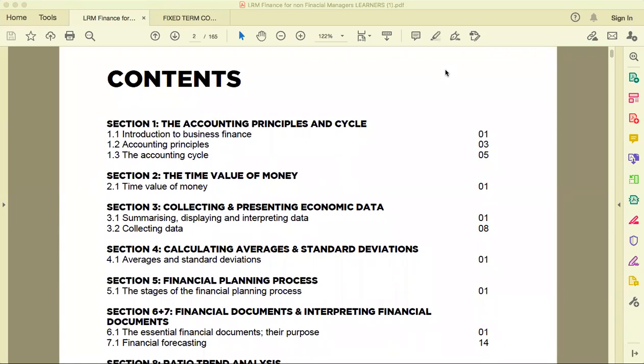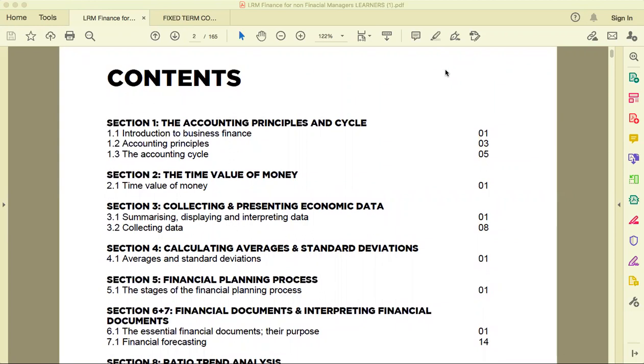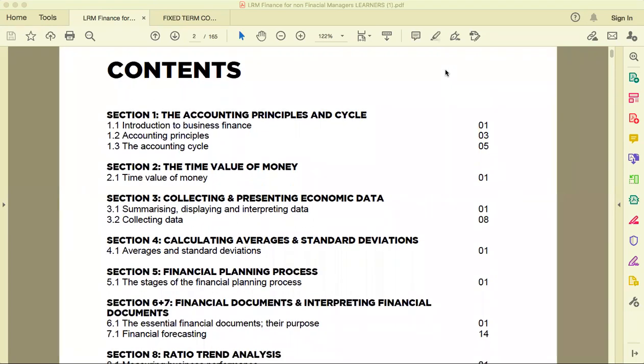So what we're going to do is take it section by section, break up the contents, and if there are examples that we need to use, I will put a link to those examples so that you can go and take a look at them, download the Excel spreadsheet or the Word document, and that should help you through.